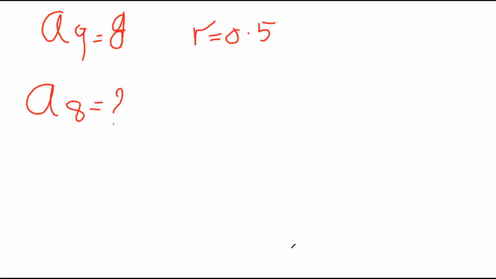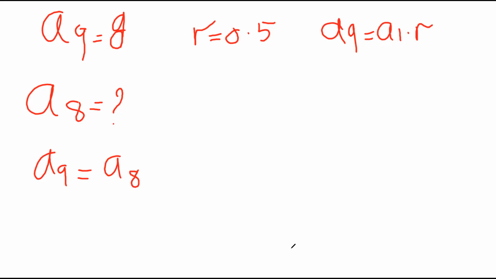Yes, Ragad? Do we use the explicit formula? Yes, you can use the explicit formula, and then you have a sub 1, but this is a longer way. I can use the recursive formula instead. A sub 9 is a sub 8 times 0.5, or times r. Not plus, it's multiply. The ratio, not the difference, sorry.